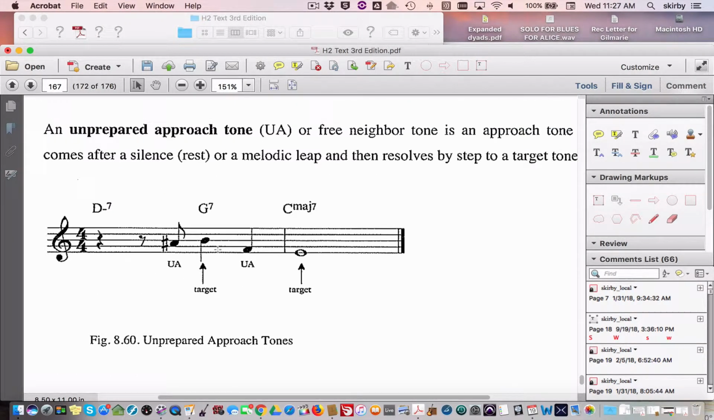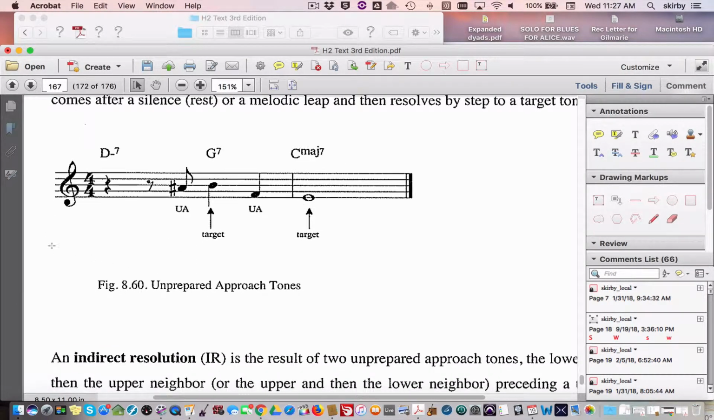Unprepared is when the approach tone is preceded by a rest or a leap. Okay, so in this case, it's preceded by a rest. So therefore it's called unprepared, because you haven't led up into it. It just happens all of a sudden. So it'd be like 1 and 2. This is the unprepared approach on the way in, because it's separated by a leap. It's preceded by a rest. And this is an unprepared approach on the way into this note, because it's preceded by a leap.